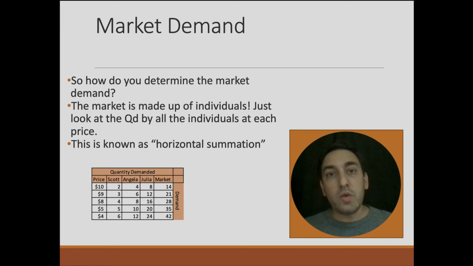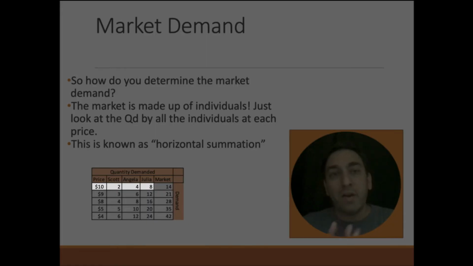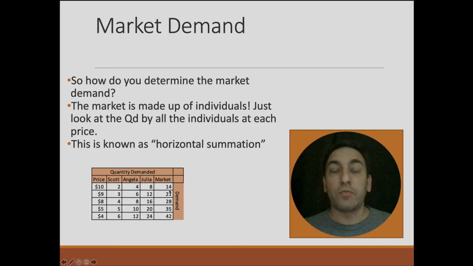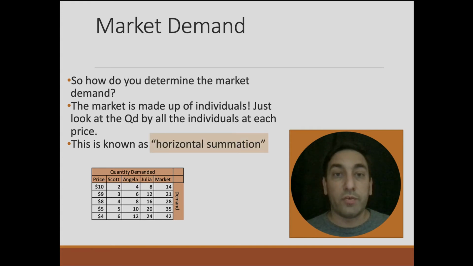What you would do is add up every buyer in that market at $10. Scott's willing to buy 2, Angela's willing to buy 4, Julia's willing to buy 8, so 2 plus 4 plus 8 equals 14. I could sell 14 of them at that time. That concept is easy. The term, if you just read the book and it says the market demand is the horizontal summation of the individuals, leaves a little bit to be desired. So let's show you what this looks like graphically.